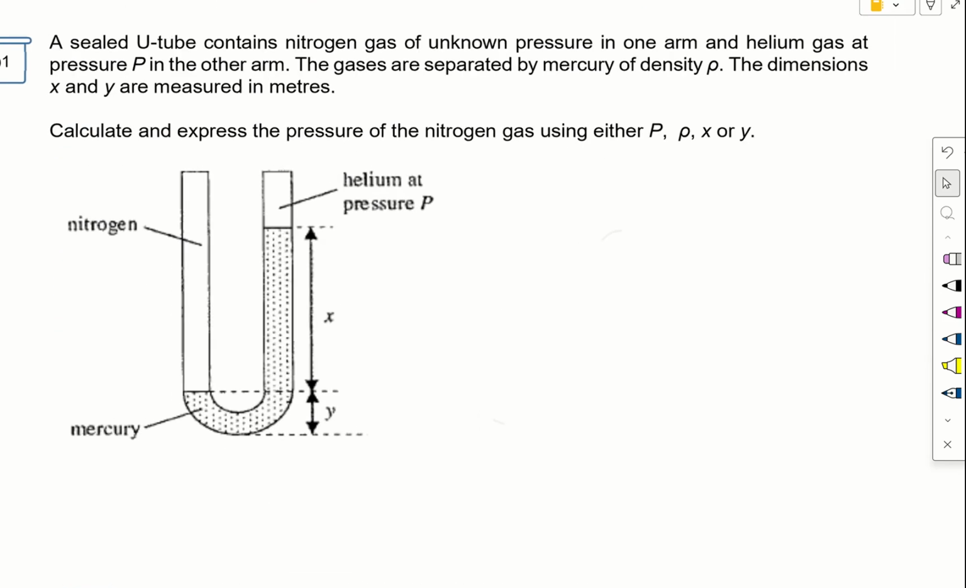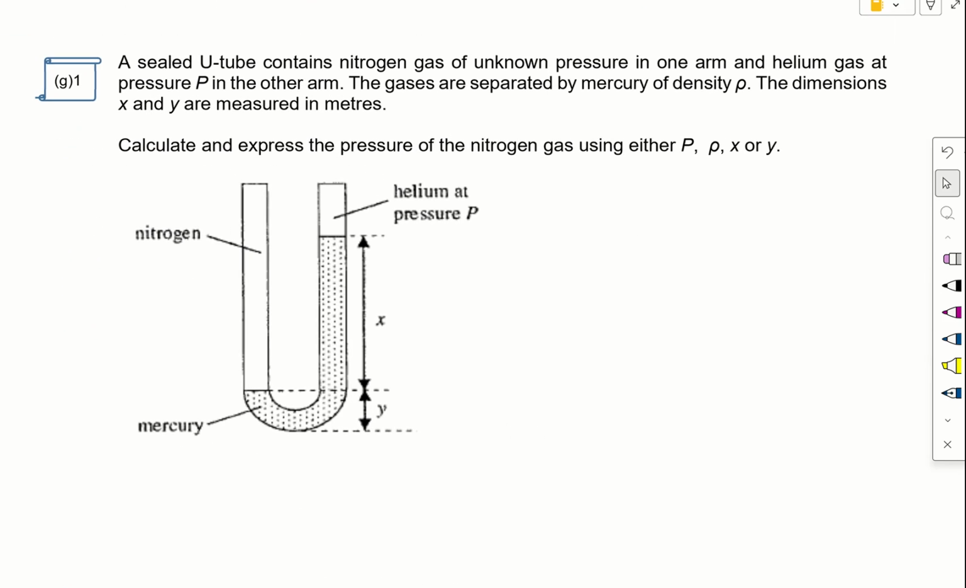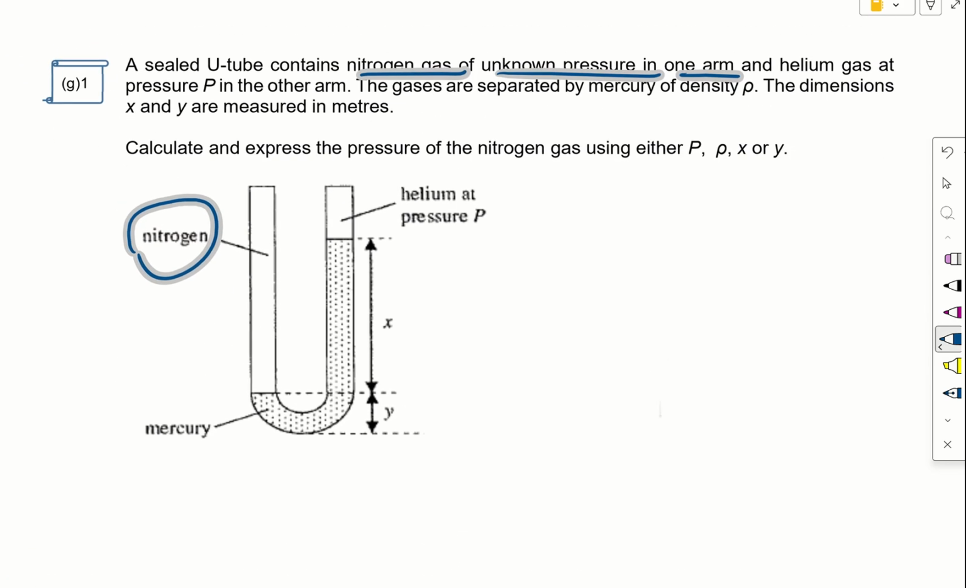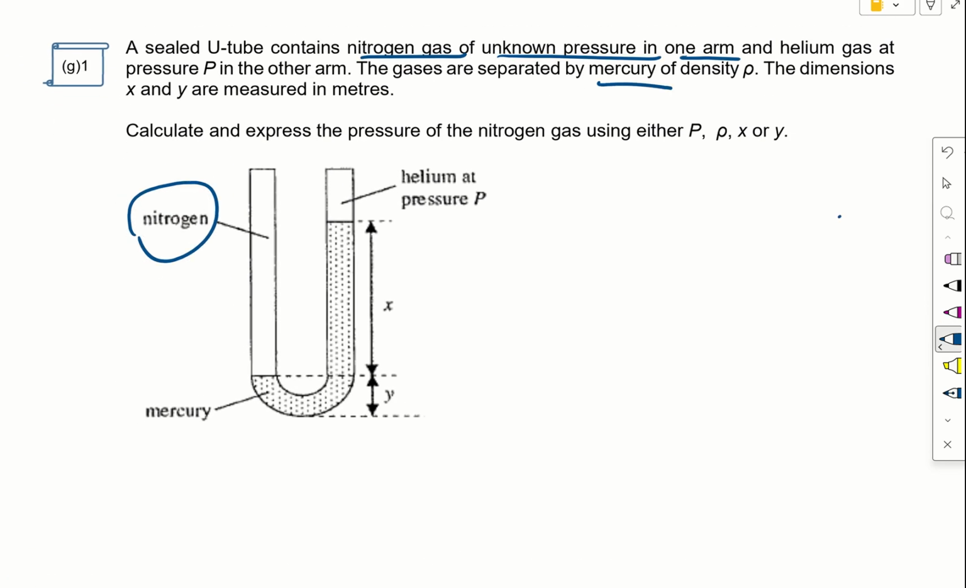G1: a sealed U-tube, which is our manometer, contains nitrogen gas of an unknown pressure in one arm, the left hand side, and helium gas at pressure P in the other arm. The gases are separated by mercury, the liquid used inside, with density rho. The dimensions x and y are measured in meters, so it's already in SI units. Calculate and express the pressure of the nitrogen gas using either P, rho, x, or y.